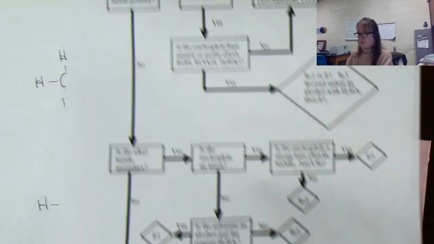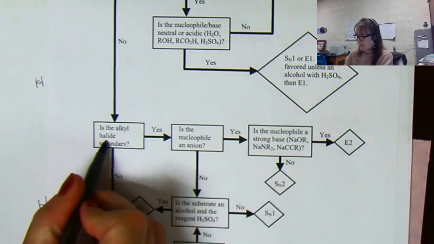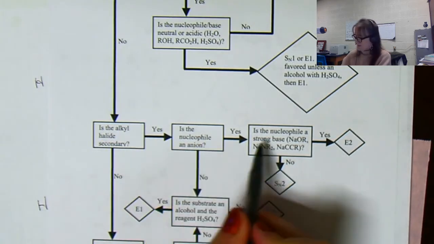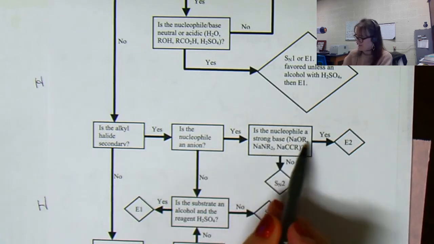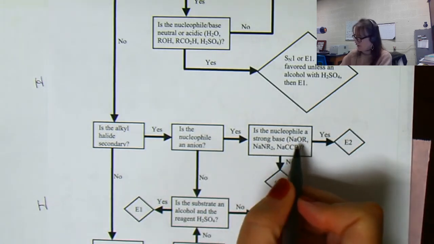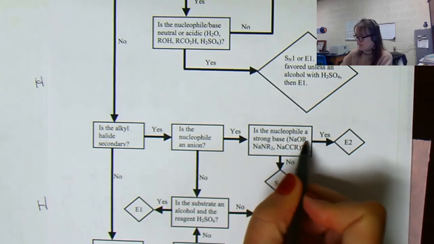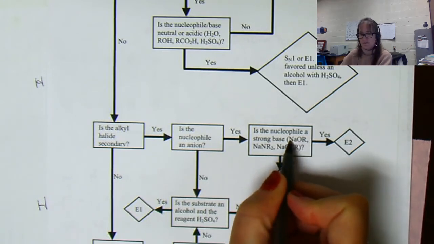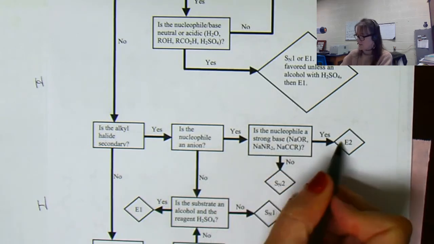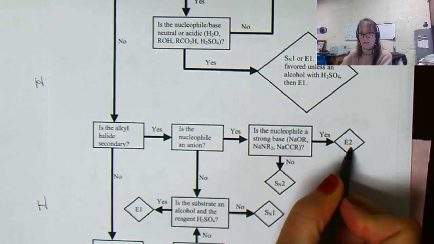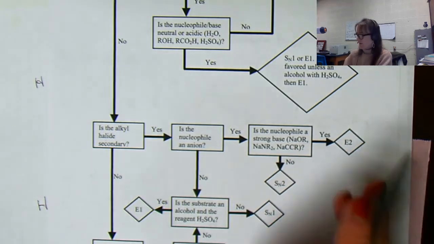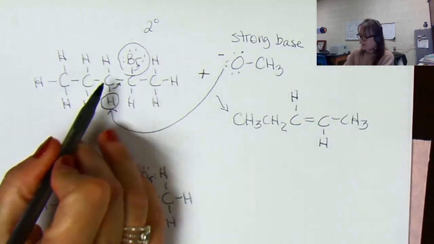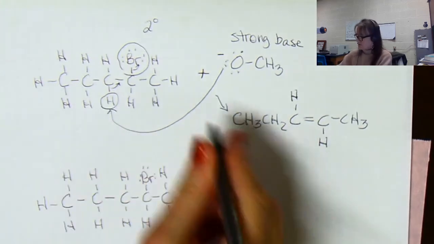So if we take a look at our little flow chart, we have a secondary alkyl halide. Yes. Is the nucleophile an anion? Yes, it is. Is the nucleophile a strong base like sodium OR? Now the OR means the R group is just some kind of carbon. So it just means an alcohol that has lost a hydrogen. So this is an anion. All these are anions. Yes, it was. So we just showed an E2 reaction. E2, you get an alkene, and the alkene forms between the carbon that has the leaving group and an adjacent carbon that has lost a hydrogen. So this was an E2.